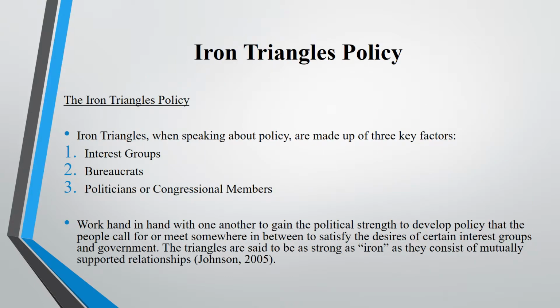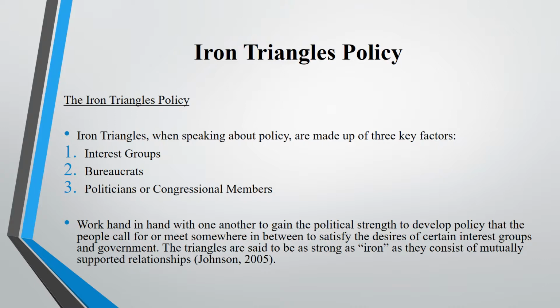In the Iron Triangles policy, which is a specific policy we also went over in Learning Plan 2, when we're speaking about this policy, it's made up of 3 key factors, and those are interest groups, bureaucrats, politicians, and congressional members. They work hand in hand with one another to gain the political strength to develop policy that the people call for or meet somewhere in between to satisfy the desires of certain interest groups in government. The triangles are said to be as strong as iron, as they consist of mutually supported relationships.